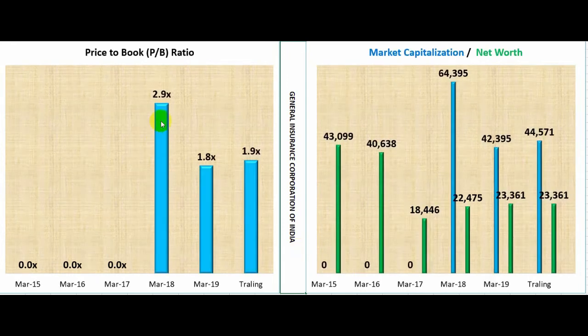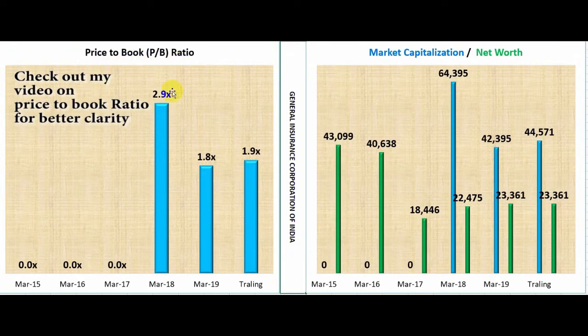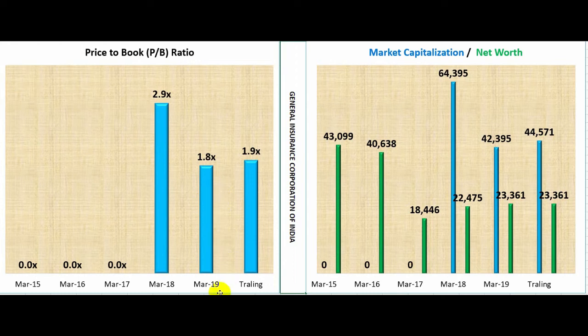Let us look at the valuation ratio, price to book ratio. This helps us understand how far away the price is compared to the net worth of the company, or what is the value of the company in the market against what the company is saying the company is actually worth. So in March 19, the price to book ratio was at a comfortable 1.8 times.